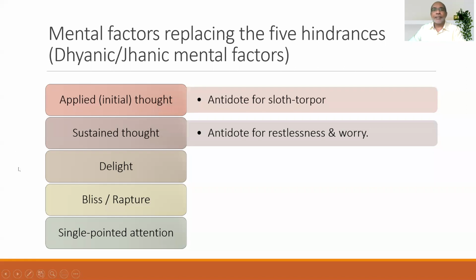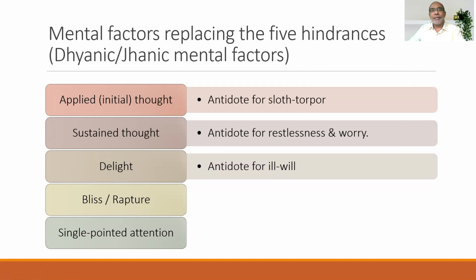Now, delight is an antidote for what? The mental delight cannot be there at the same time when aversion is present, isn't it? Ill will. When your mind has resentments or ill will or discontent, can the delight be there simultaneously in the mind in parallel? No. Only one of them will be present at a time. So this is the antidote for ill will.